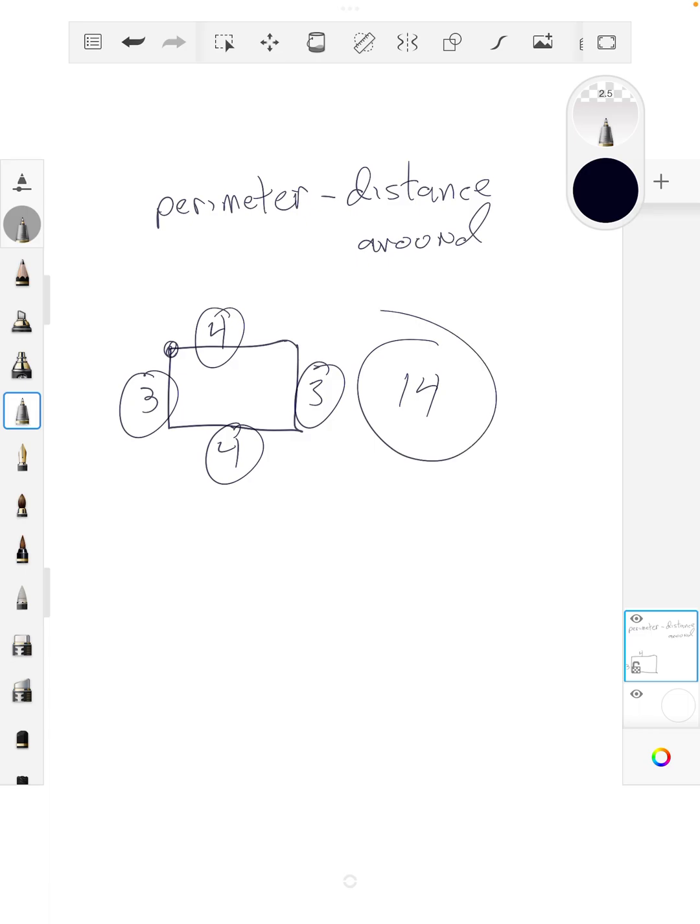And if they say this is centimeters, and this is centimeters, and this is centimeters, and this is centimeters, then the answer is going to be in centimeters. So whatever unit they're using, whether it's centimeters, miles, inches, whatever, you use it.